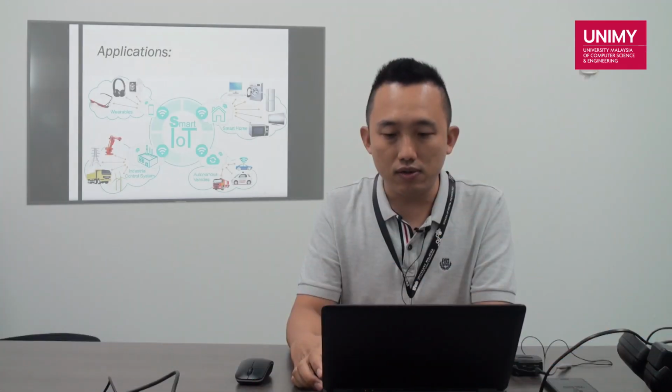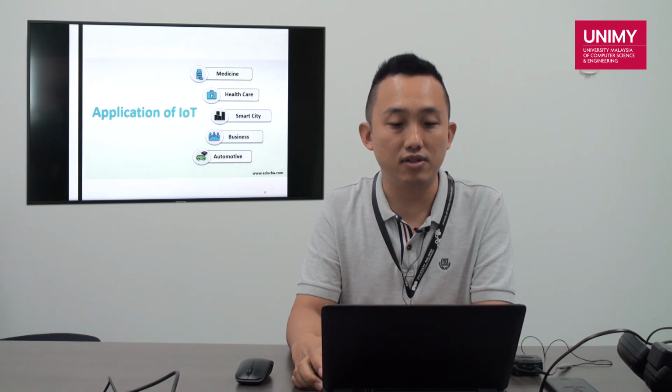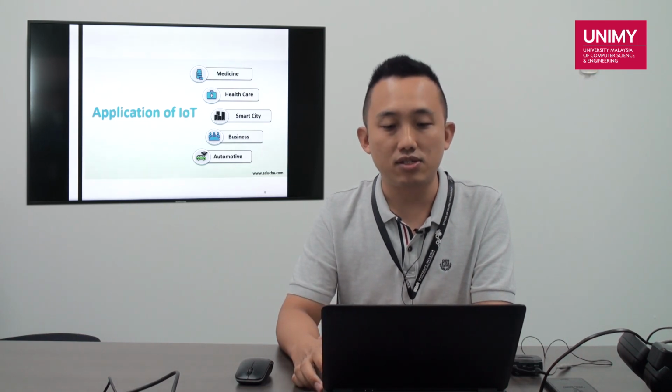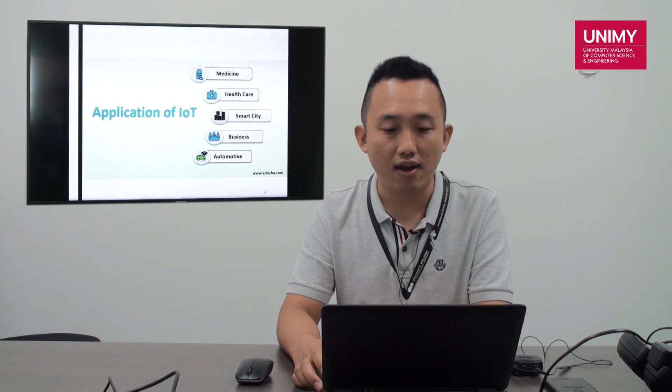So where are the applications of IoT? IoT is everywhere around our daily life. Examples of applications could be wearables, smart homes, autonomous vehicles, or even industrial controls. IoT itself can be applied to different industries such as medicine, healthcare, smart city, business, and automotive.